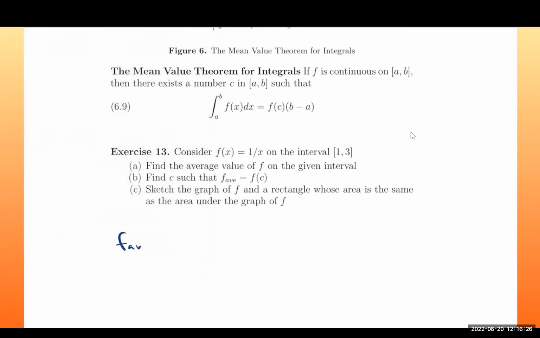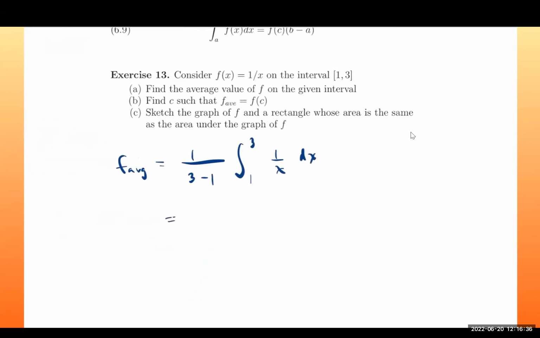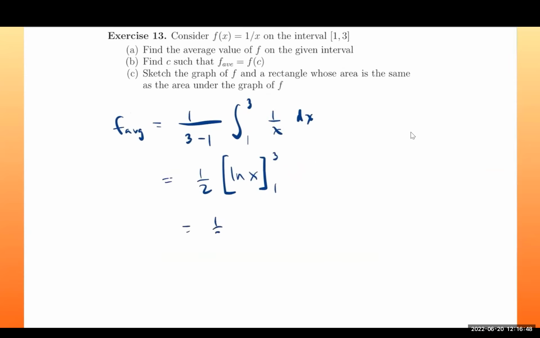So that would be f average value is going to be 1 over 3 minus 1, integral 1 to 3 of the function. And that should be pretty straightforward, because we know that the antiderivative of 1 over x is natural log. We're going from 1 to 3, so that's going to be 1/2 ln of 3 minus ln of 1, but this is 0, so it's simply going to be 1/2 ln of 3 is our answer for part A.